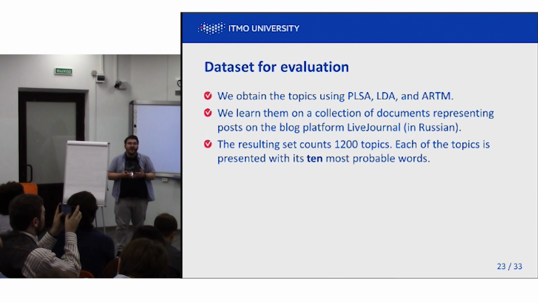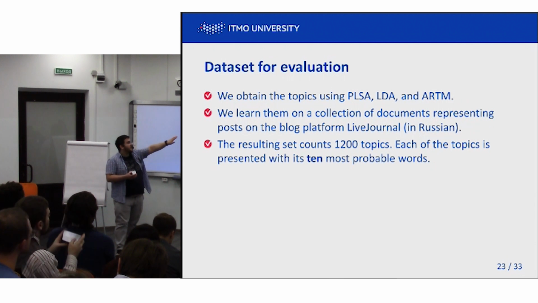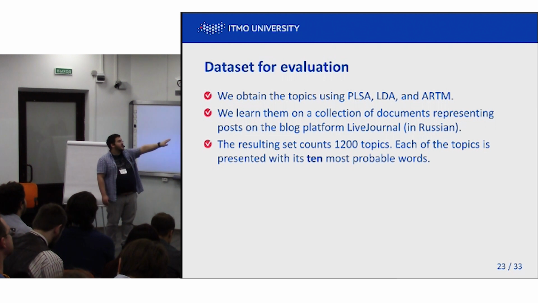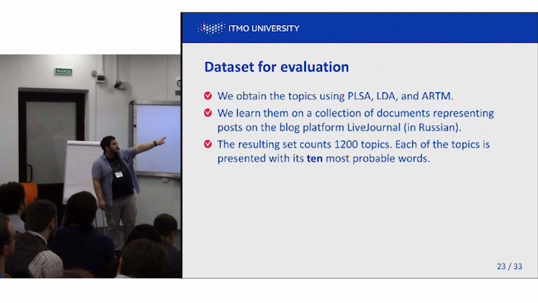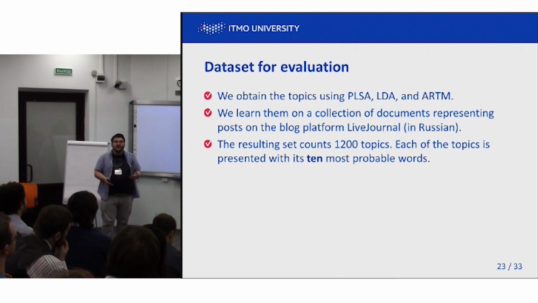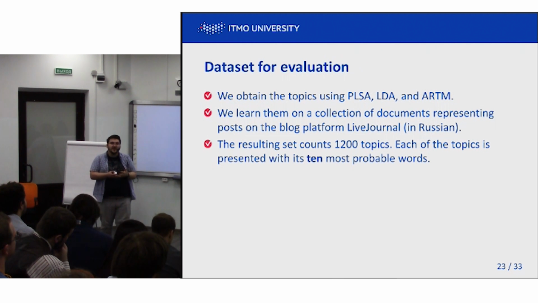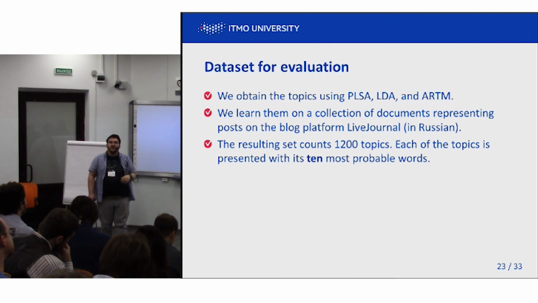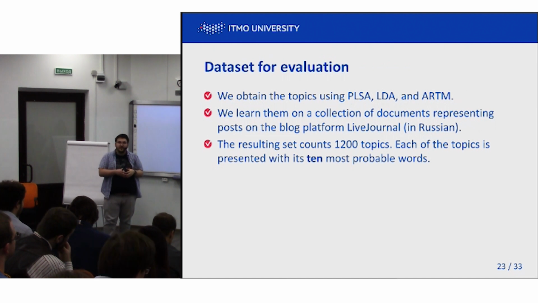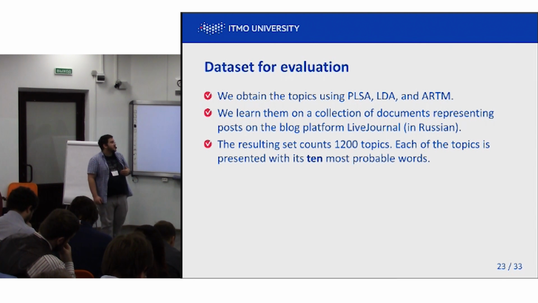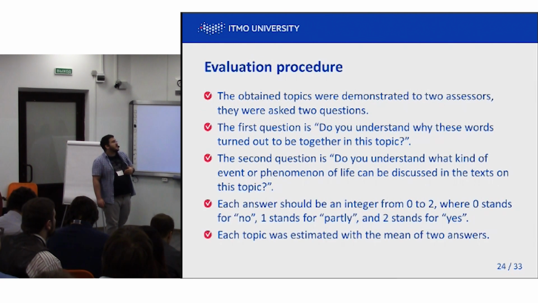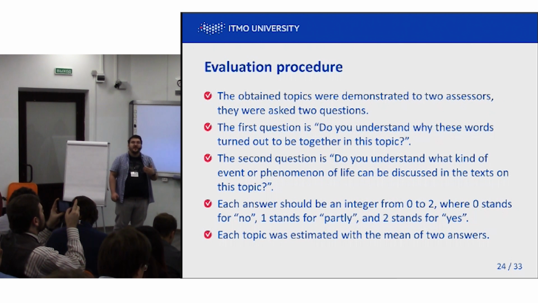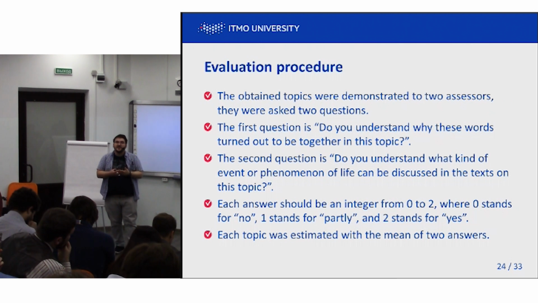How to choose this? We use data sets. So first of all, we choose some methods for building topics. Basic ones. We build 1,200 topics using a collection of posts from Live Journal. They were in Russian. So we had posts and we had topics related to these posts. Then we asked assessors to estimate how well interpretable the resulting topics are.